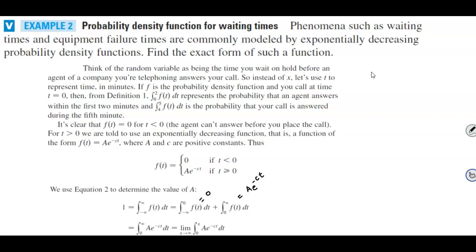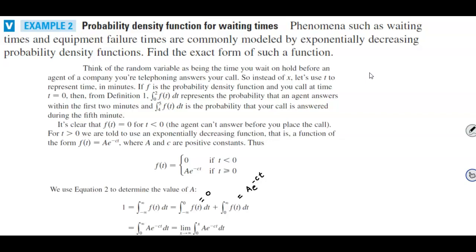If f is the probability density function and you call at time t equals 0, then from definition 1, the integral from t equals 0 to 2 minutes of that function dt represents the probability that an agent answers within the first 2 minutes. And the integral from 4 to 5 of that function is the probability that your call is answered during the 5th minute. It's clear that f of t is equal to 0 for t less than 0, because the agent can't answer before you place the call.